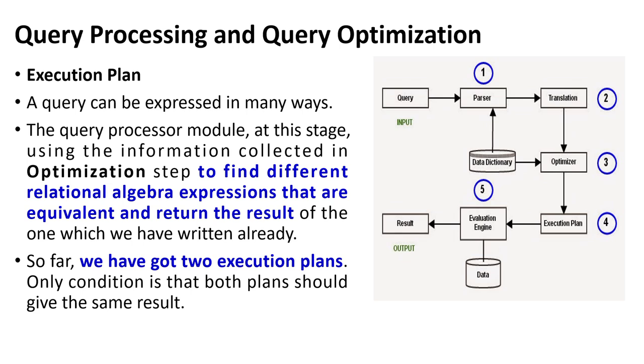Execution plan. An execution plan can be expressed in many ways. The query processor module at this stage uses the information collected in the optimization step to find different relational algebra expressions that are equivalent and return the result of the one which we have already written. So far we have got two execution plans. The only condition is that both plans should give the same result.